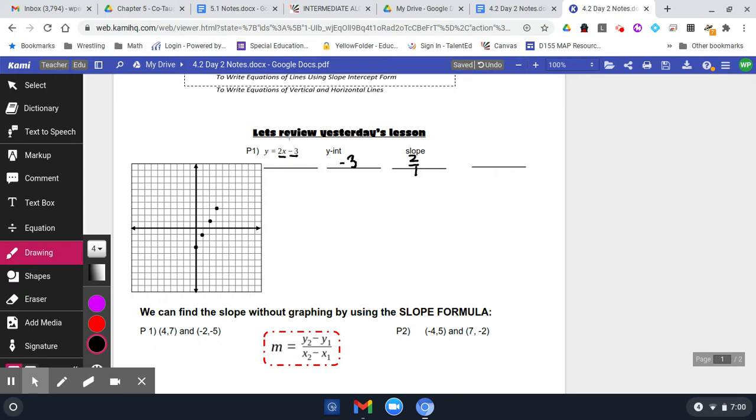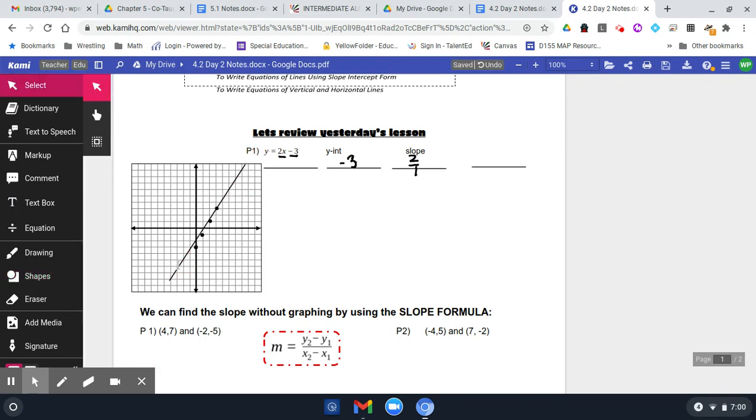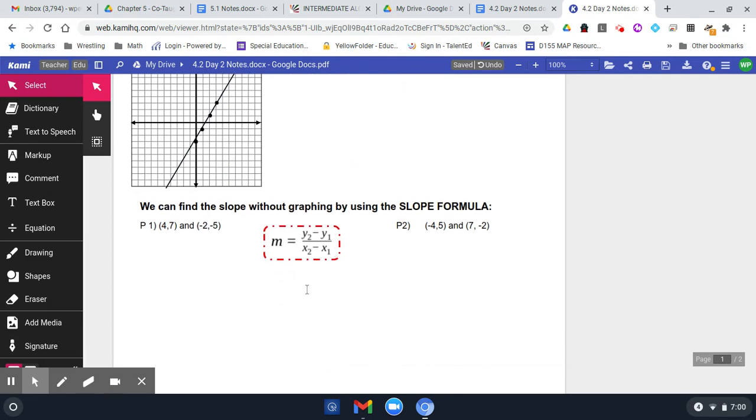Graphing a line, we take our y-intercept, which is also our b in our equation, and we take our m, which is our slope, and we use those two things to create a line. Then once we have our line, we'd like to draw that line all the way through. All right, cool. So today we are going to do when we don't have our slope. So we have to actually calculate our slope.